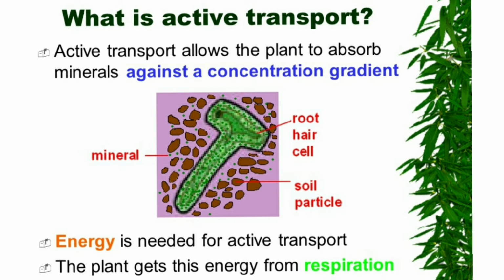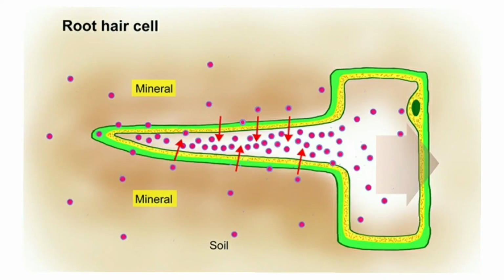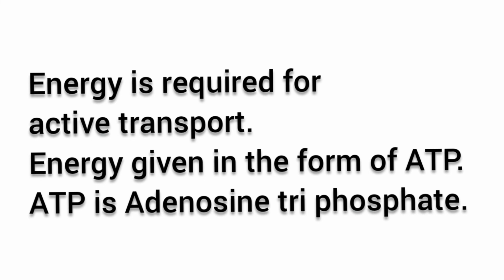Lower because soil is having less minerals dissolved in water, and the root hair cells are having more minerals inside. So since this movement is against the concentration gradient, energy is required, and energy is provided in the form of ATP. ATP means adenosine triphosphate. It is a high energy compound which will provide energy to the cell to perform such processes.